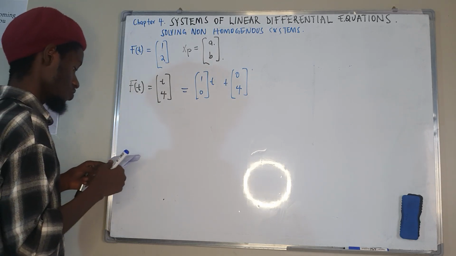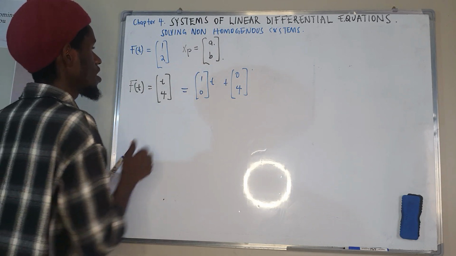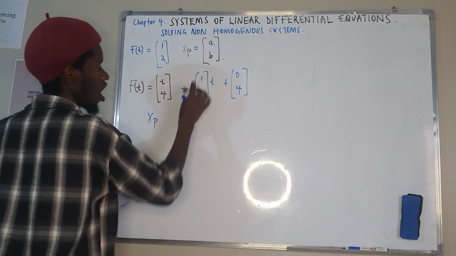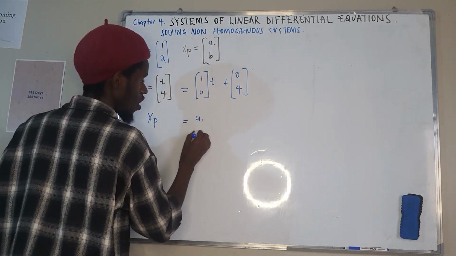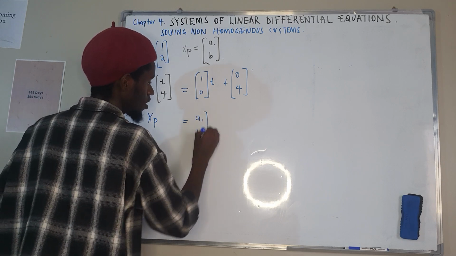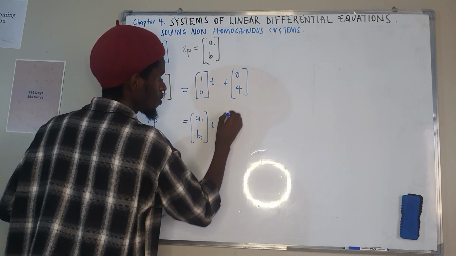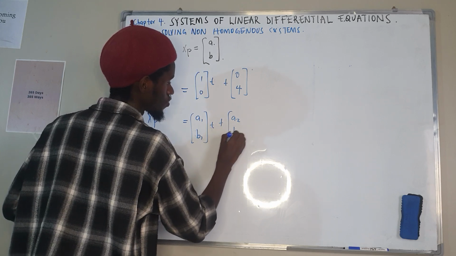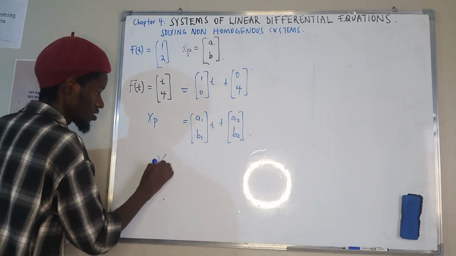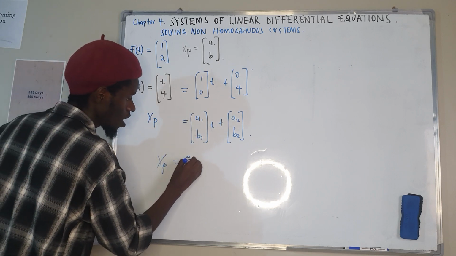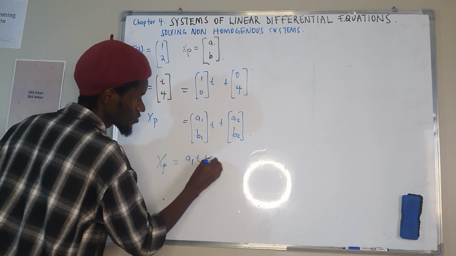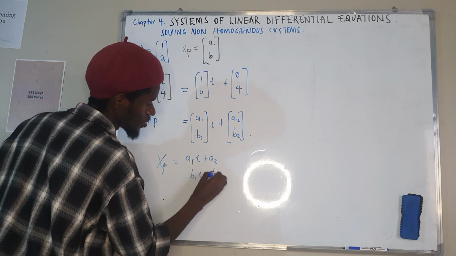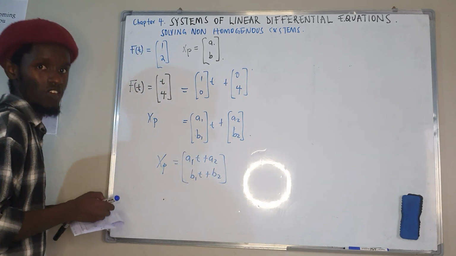Now for this kind, since I have a constant here, this is going to be my xp. I have a1, then b1, everything times t. Now plus, here I'll have a2, since these are also constants, then b2. Therefore, my xp is going to be a1 t plus a2, and then b1 t plus b2. I think that you are getting me.